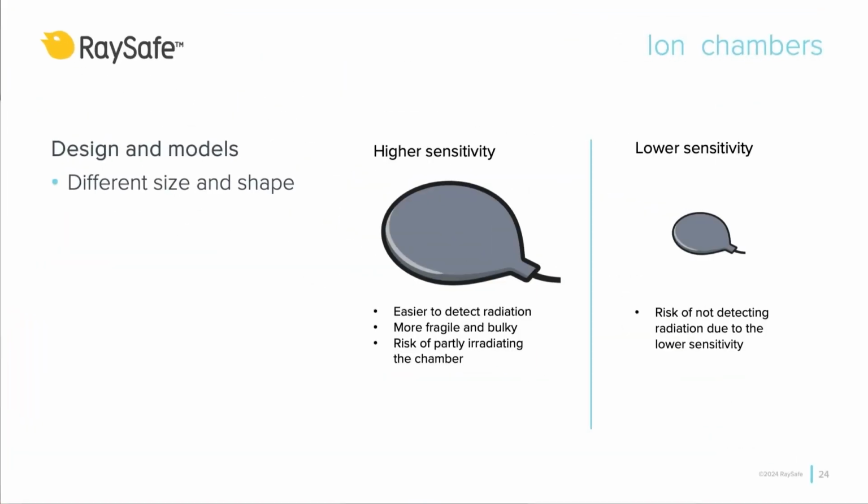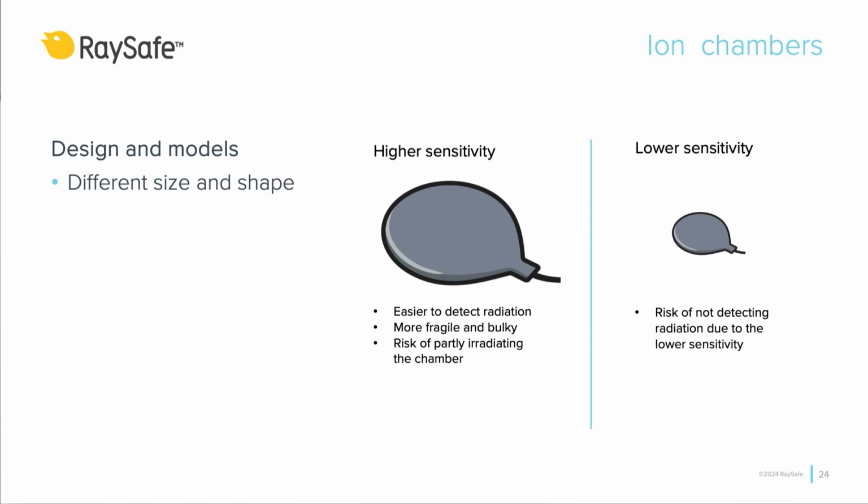Since the ion chamber is filled with gas, it can be sensitive to changes in temperature and pressure. Correction factors must be used unless the meter can correct for it itself. Ion chambers can be designed in many different ways. For example, one way to increase the sensitivity of the meter is to make it bigger. A larger volume means more air that can be ionized, which in turn means a higher current.